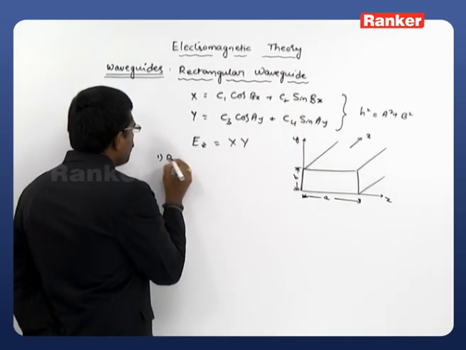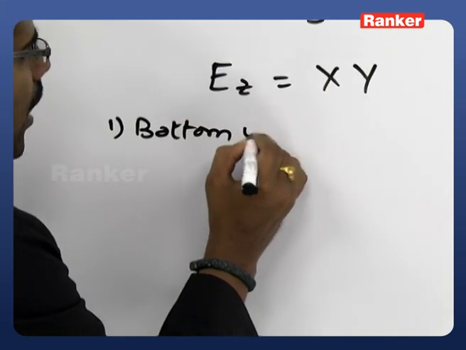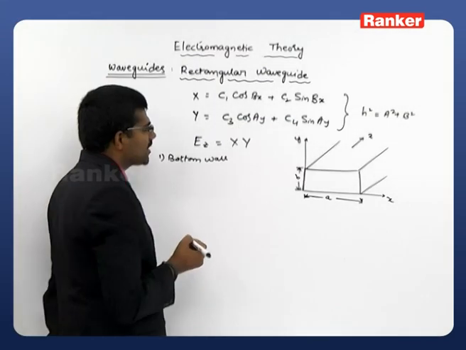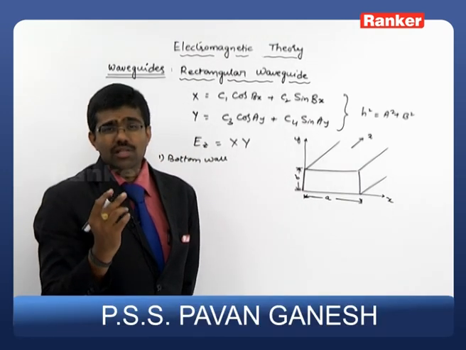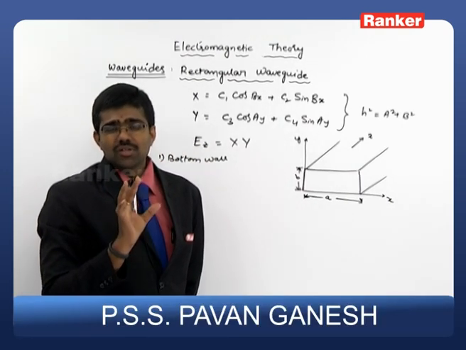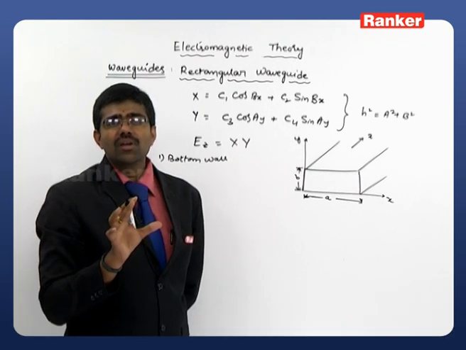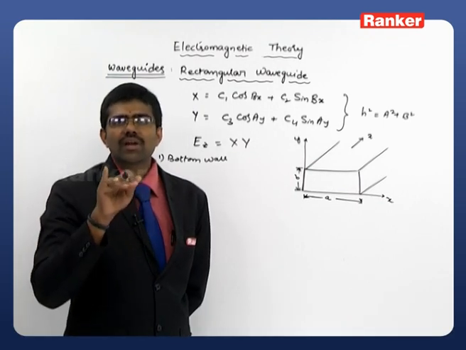The first one, bottom wall. For the bottom wall, observe. What is the electric field? What is the component x and what is component y? What is variable x? What is variable y? And how to apply them? Just the tangential component of the electric field is 0 at the metallic boundary.